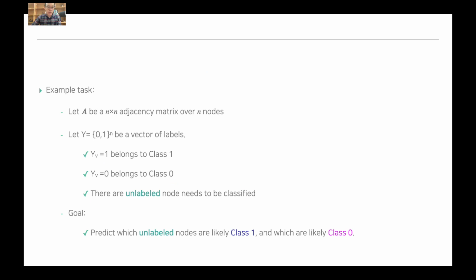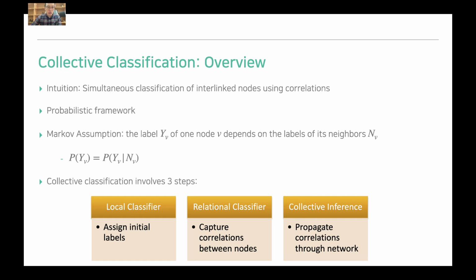So this is a more formal definition of the task. We try to simplify the task. For example, we have only two kinds of classes, class 1 and 2, and they are unlabeled, and need to be classified. Our goal is to predict whether the unlabeled nodes are likely to be class 1 or class 0. We have multiple ways to do that. We have 3 simple classifiers for them, particularly in a semi-supervised setting by leveraging homophily.